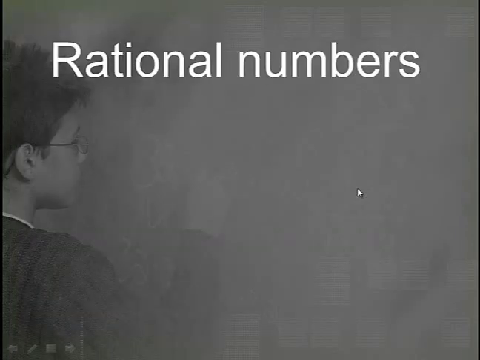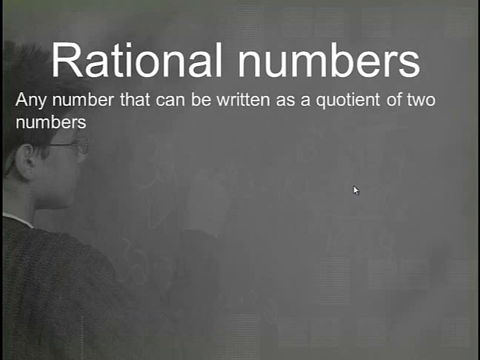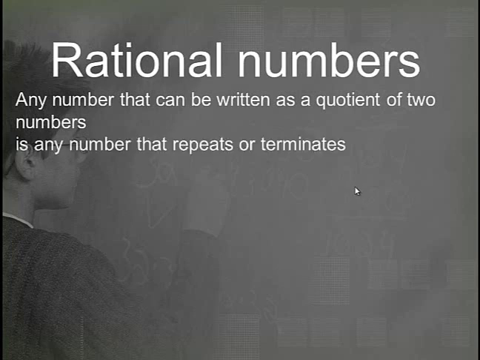Alright, so today we're going to talk about rational numbers. In order to talk about rational numbers, we need to know what a rational number is. A rational number is any number that can be written as a quotient of two numbers. For example, it's a number that repeats or terminates. A terminating number means it comes to an end.